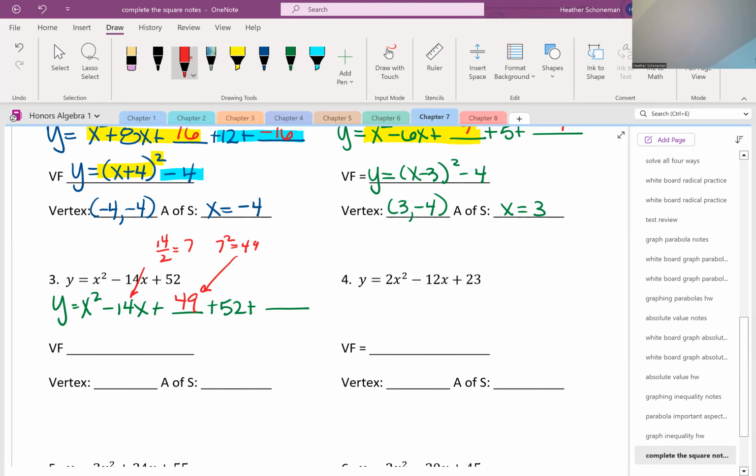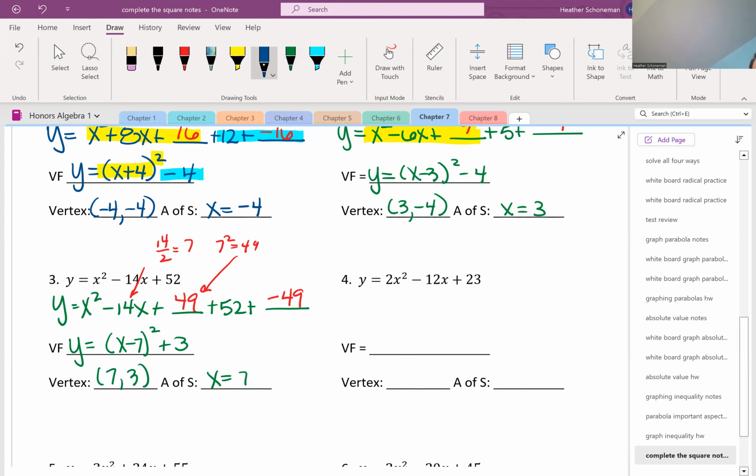But to keep the equation balanced, since I just added a positive 49, I have to add the opposite, which is negative 49. And so now I'm going to rewrite this as y equals, factor the first part. Half of negative 14 is negative 7, so I know it's going to factor x minus 7 squared. And then 52 and negative 49 would be 3. So my vertex is 7, 3. My axis of symmetry is x equals 7.